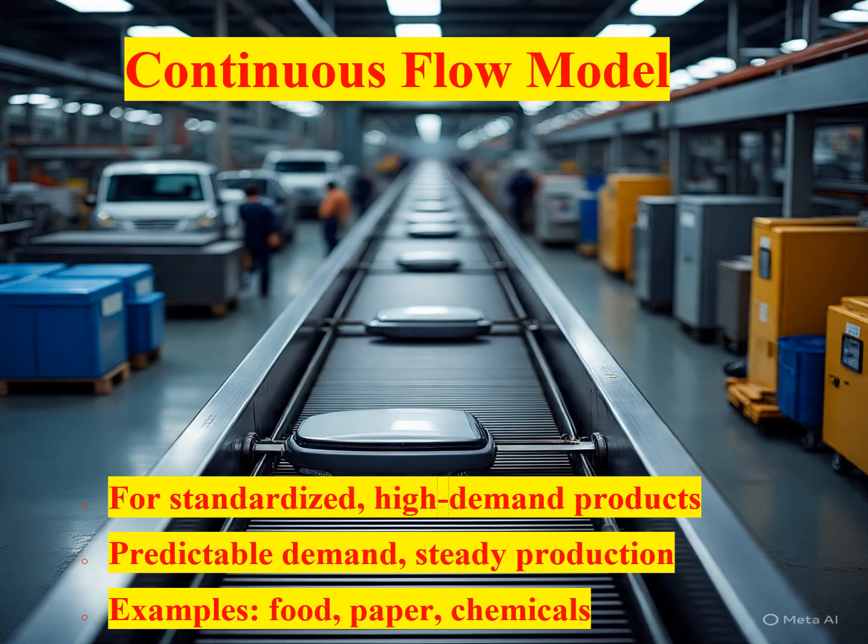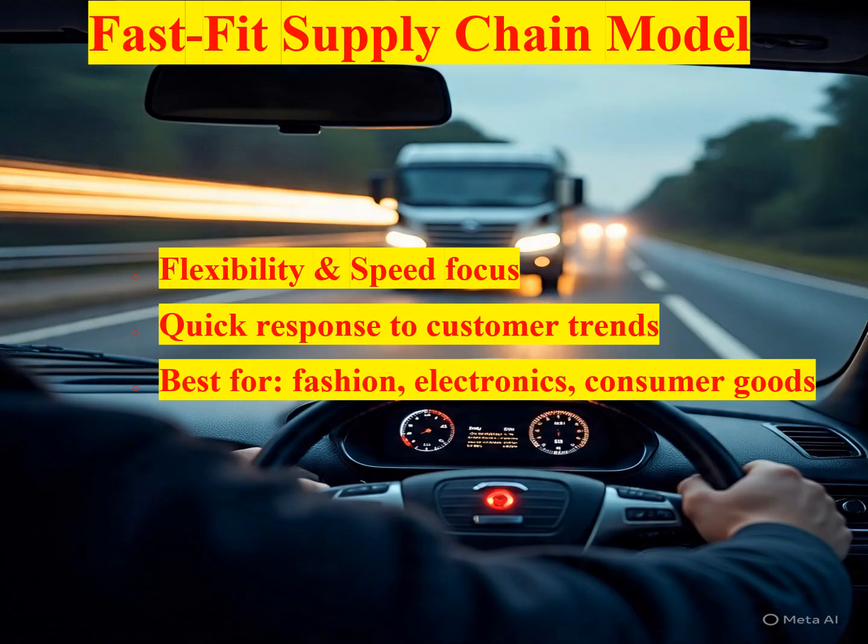The first one is continuous flow model, which is designed for high demand, standardized products with predictable demand, like food, paper, or chemicals. It ensures steady, uninterrupted production and distribution. The next supply chain model is fast fit model, which emphasizes speed and flexibility. And it is best for industries like fashion and electronics, where trends change rapidly and customers expect fast delivery.